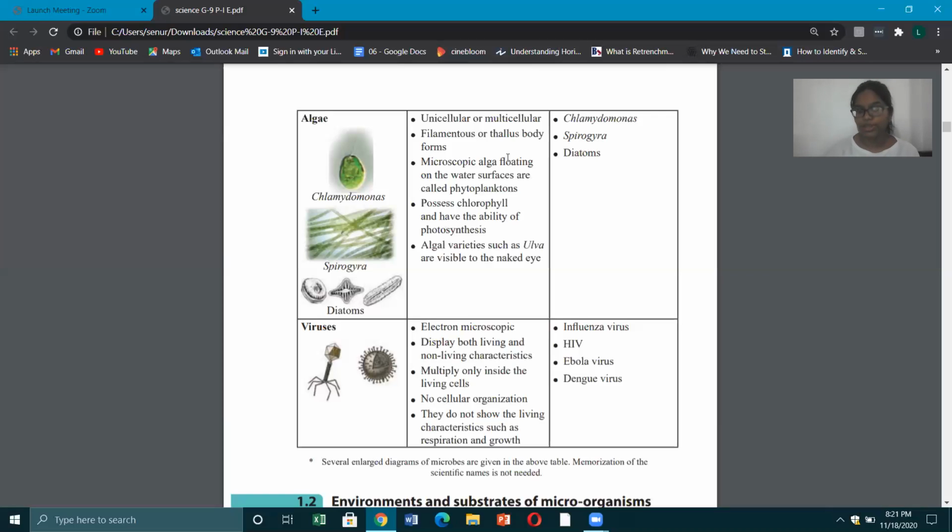Right? That's how it is, right? Micro-organisms, you can't see them with the naked eye. But algae, most of the time, a lot of examples are microscopic, but there are some algal varieties such as ulva that can be seen to the naked eye as well. Some examples of algal varieties are Chlamydomonas, Spirogyra, and diatoms. Okay.